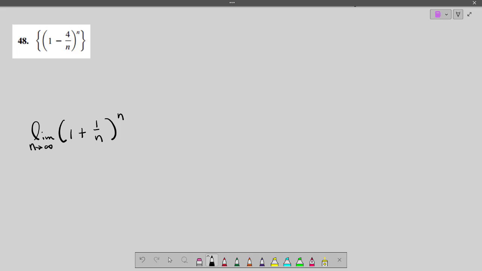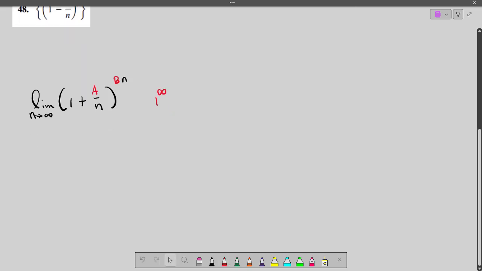Actually, let's be a little more general. I'm going to make this a over n, and I'm going to put a bn as the exponent. So it still has the form of 1 to the infinity. The base still goes to 1 as n goes to infinity, and the exponent still goes to infinity. So it is a 1 to the infinity indeterminate form.